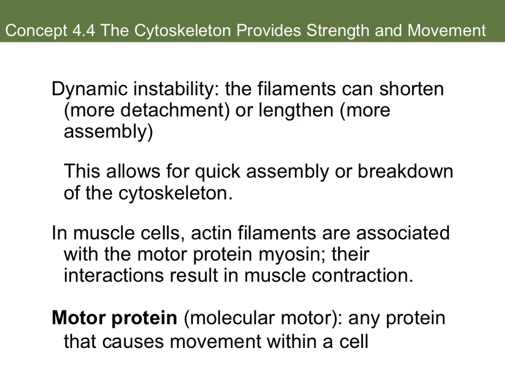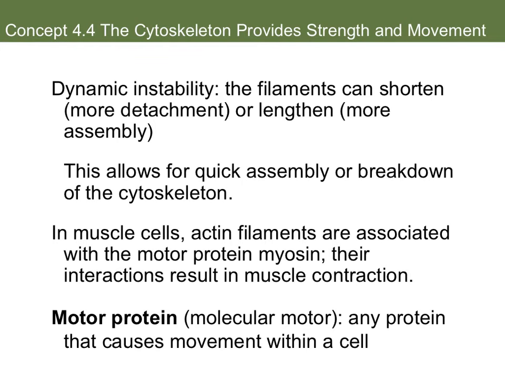Dynamic instability is the process by which the filaments can shorten, becoming more detached, or lengthen through more assembly. This allows for quick assembly or breakdown of the cytoskeleton. In muscle cells, actin filaments are associated with the motor protein myosin. Their interactions result in muscle contraction. Motor proteins, or molecular motors, are any proteins that cause movement within the cell.